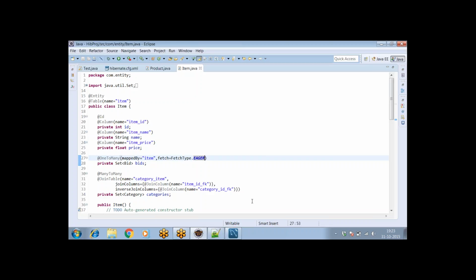So this indicates that now we want that associated bits also to be fetched eagerly, means immediately. It should not wait till the user wants that associated bit objects here.